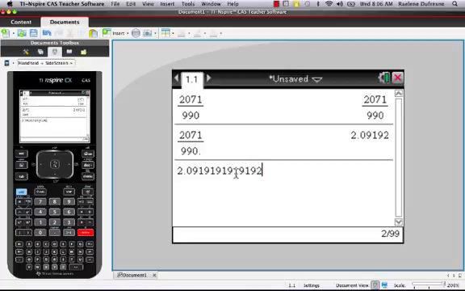instead of rounding up to 2, because each 9 would round up the previous digit to a 2, and that's why we're getting the 2 here. So I feel fairly confident that we've got the right expression. 2071 over 990 is the repeating decimal 2.091919191, etc.